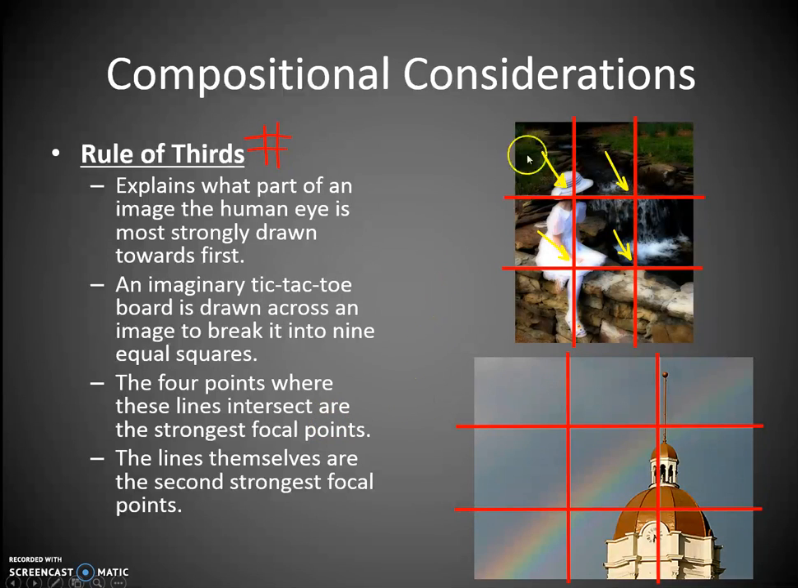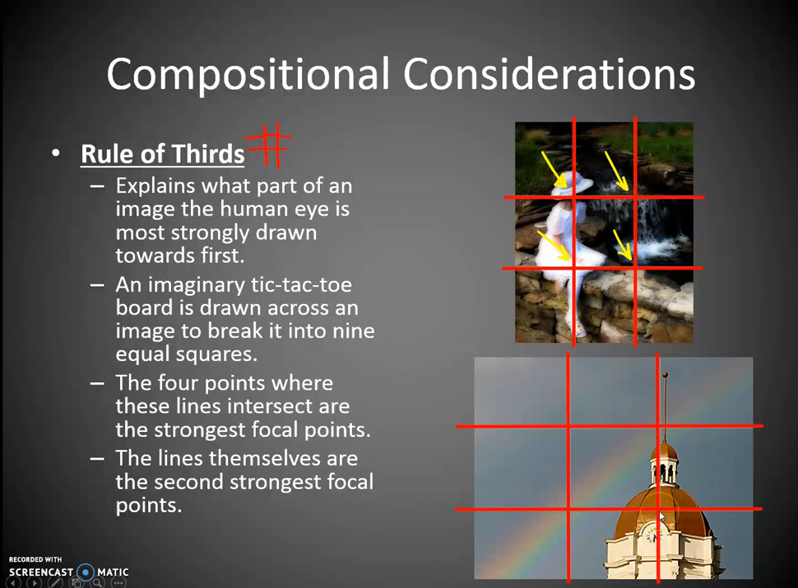Now, the second strongest area is going to be along these lines. Okay, so if you notice, the girl is right along this left line, but her head is in that intersection, thus creating a very strong focal point in the composition. With the cupola, once again, the cupola is on the intersection, but you'll notice that the entire building is really along that right line.